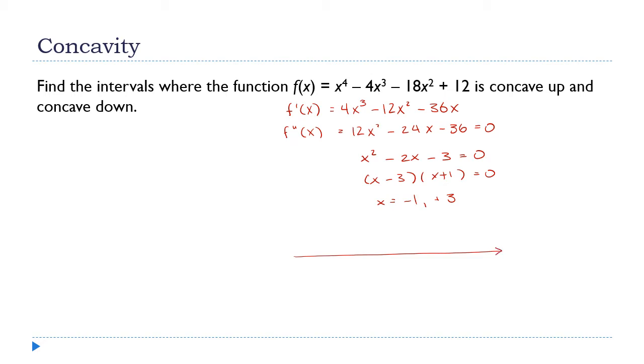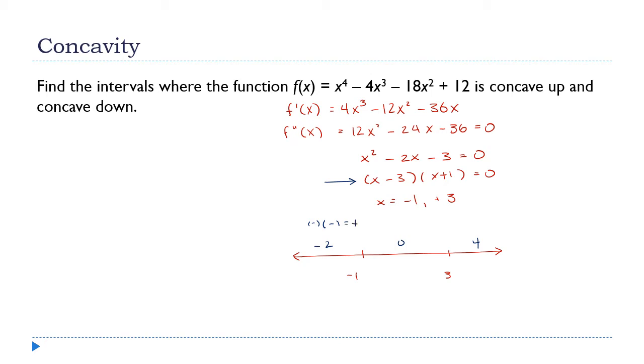I'm going to make my number line, and I'm going to put my critical values down here, -1 and 3. And I need some test points. So let's do -2, 0, and 4. If I put negative 2 in there, and I'm really looking at this factored version here, because all I care about is the sign of this thing, this is negative 5 times negative 1, which is a positive number.